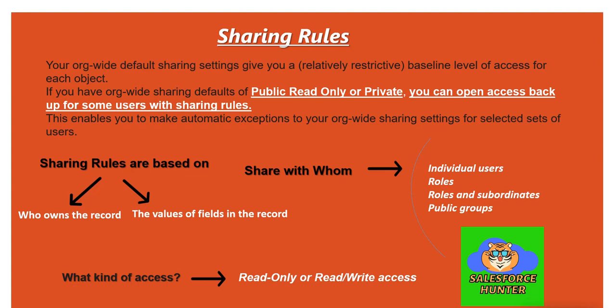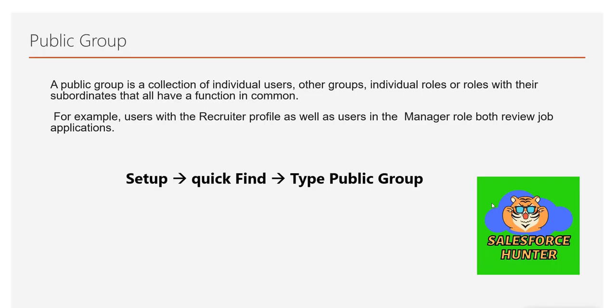Now let's study what public groups are. Before we move ahead, a public group is a collection of individual users, other public groups, individual roles, or roles with their subordinates. Roles we studied in one of the videos, so you could go to the data security playlist and check it, or I would be adding a link for that in the description.